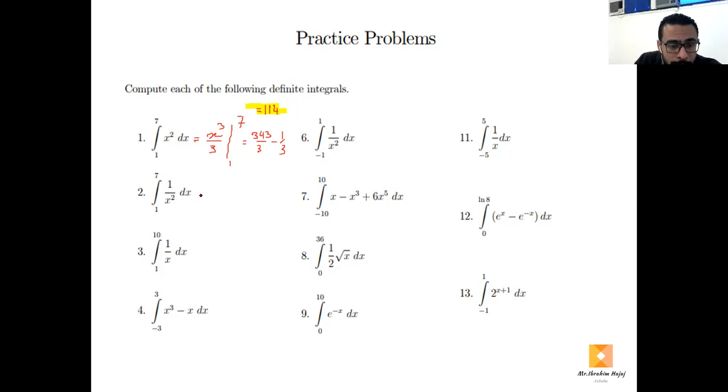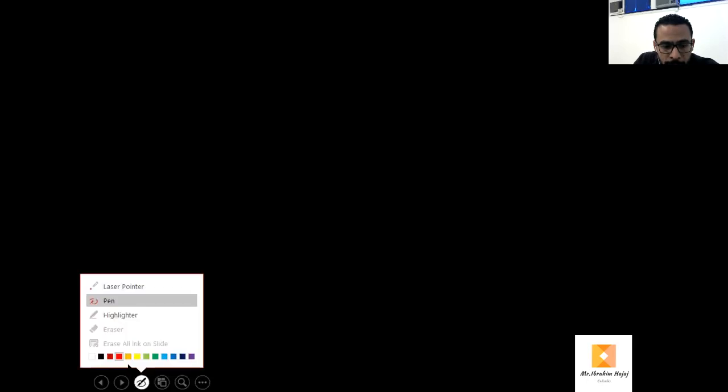Now, question number 2, question number 6, and question number 11. All of them are 1 over x squared, and 1 over x squared, and here the integral from negative 5 to 5 of 1 over x. So let's try to solve these questions, guys.